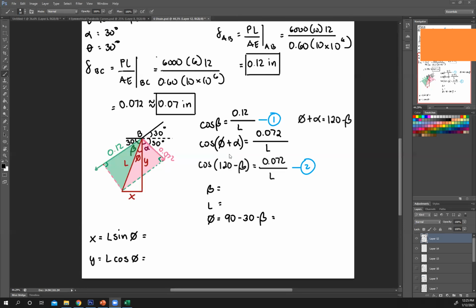You don't know? The calculator can't handle it. So cosine of 120 minus beta is cos 120 cos beta plus sine 120 sine beta, which equals 0.072 over L. And cosine beta is 0.12 over L. So sub that here. That's easier to solve.